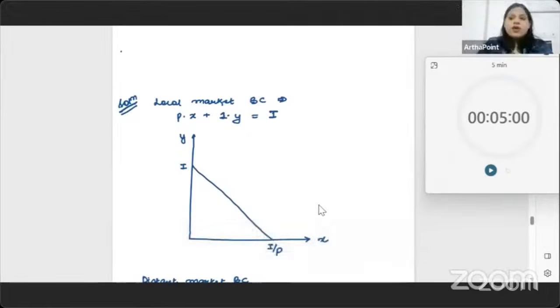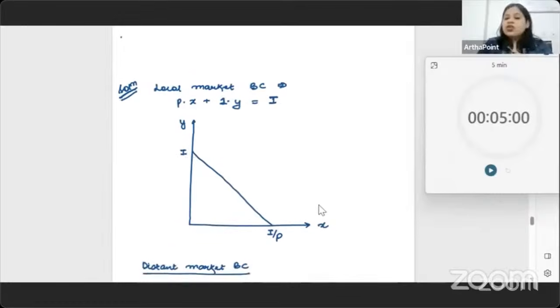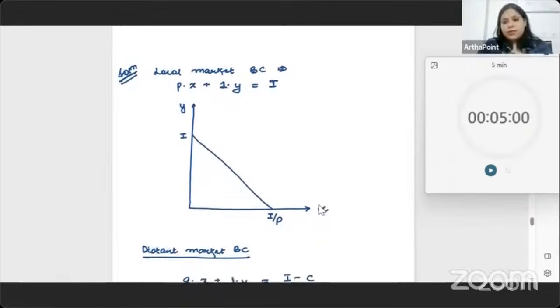So if I were to find the X and the Y axis intercepts, it is very simple. On the X axis, the intercept will be I by P, put Y equal to 0. On the Y axis, the intercept will be I only, put X equal to 0. So this is the budget constraint of the local market.